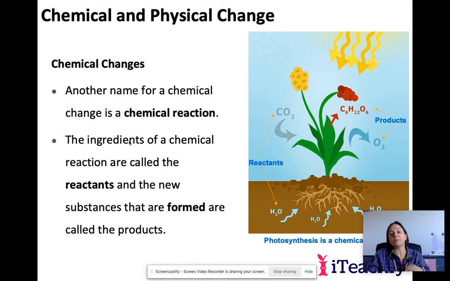So an example would be photosynthesis. So the plants take in carbon dioxide and the water, and they rearrange the molecules into sugar, into a new compound. So what I start with is different from what I end up with. So oxygen is much different than the carbon that we start with.